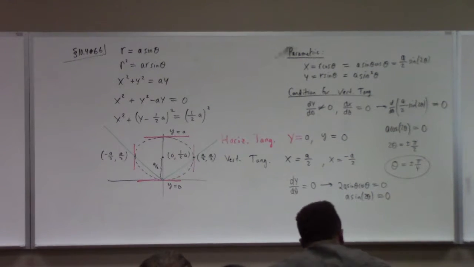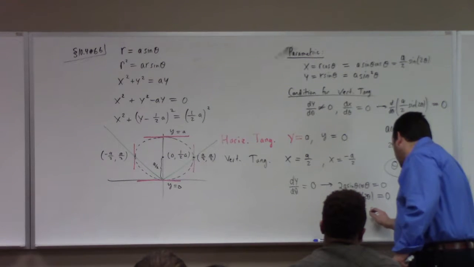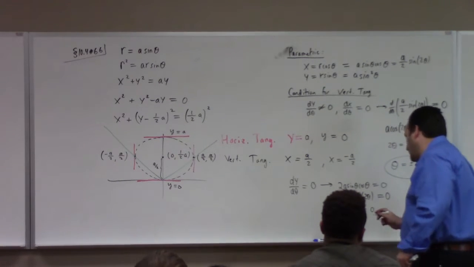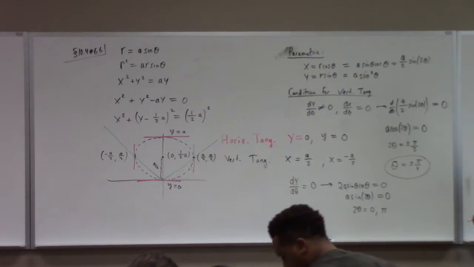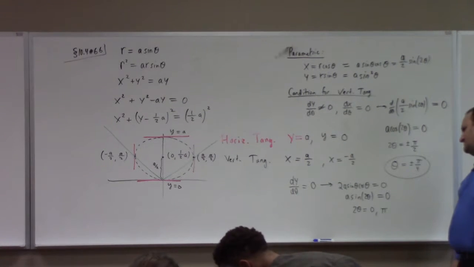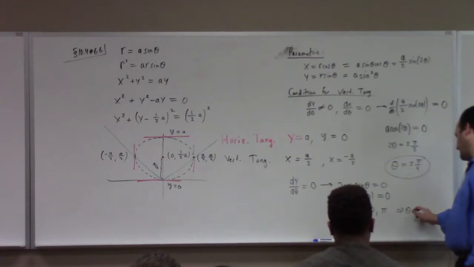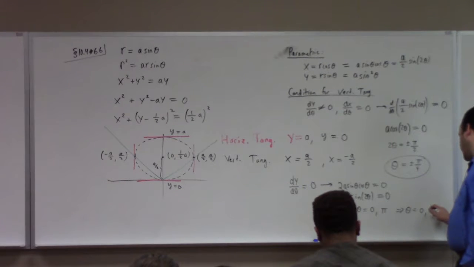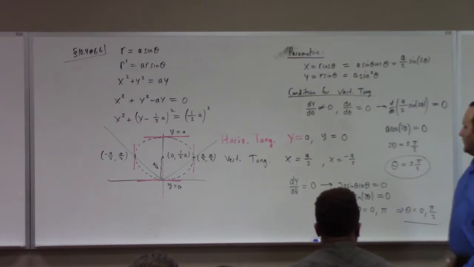So how can that be? If 2 theta is either equal to 0 or pi, etc., then that implies that we have theta equals 0 or pi over 2 for my horizontal tangents.